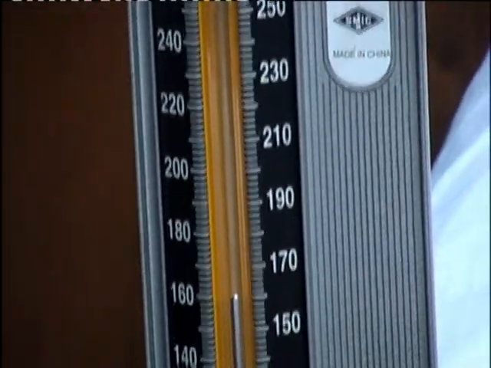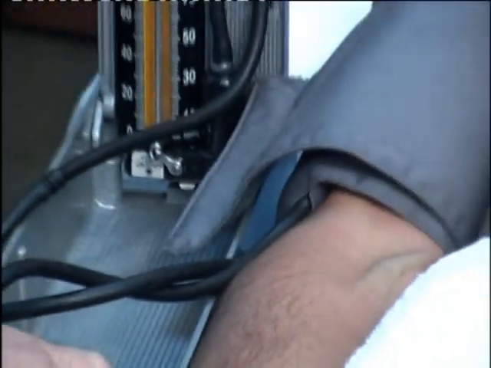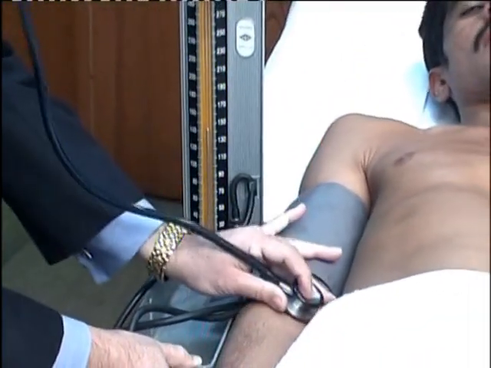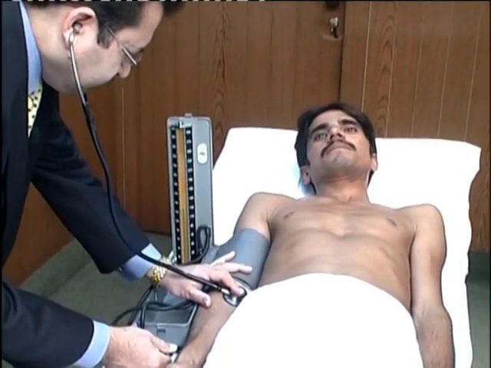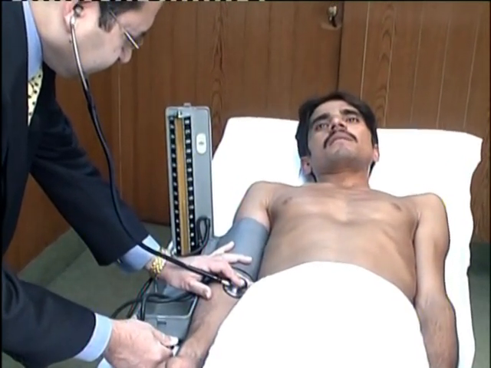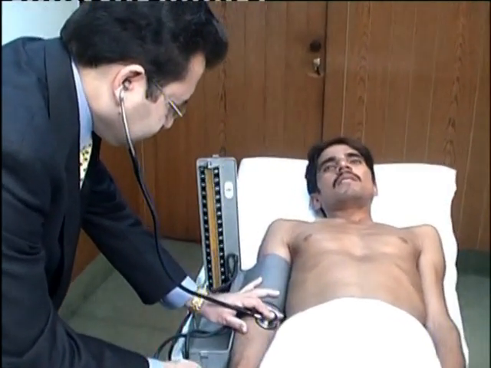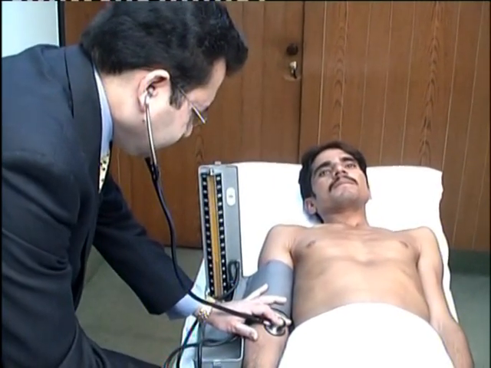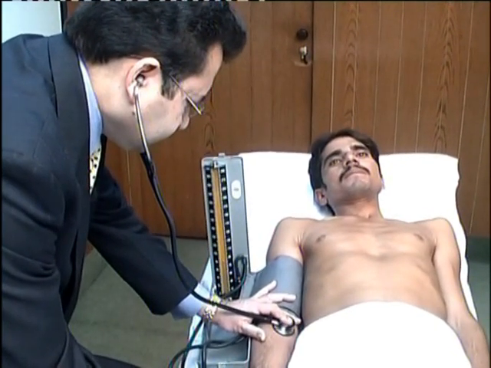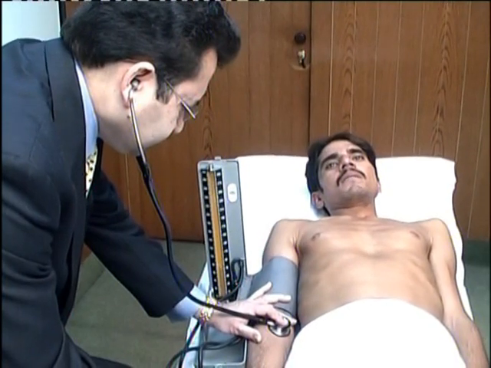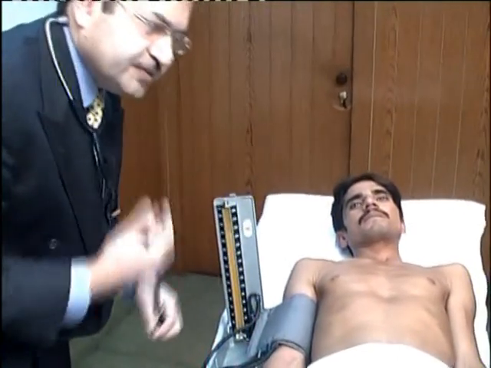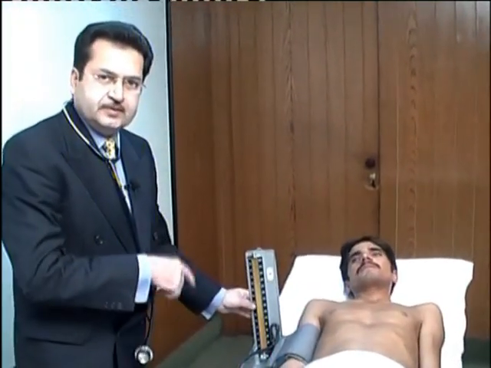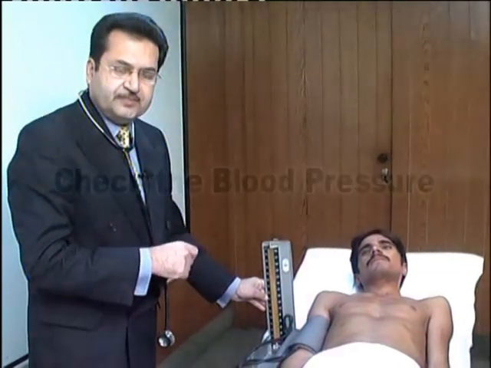Inflate the mercury above the systolic pressure and then ask the patient to take a deep breath in and out. Take a long breath. And you keep on lowering the mercury level. Take a long breath. Stop. You note the level when it's expiration, and you note when the Korotkoff sounds are heard during inspiration. The difference between the two levels is your pulsus paradoxus.